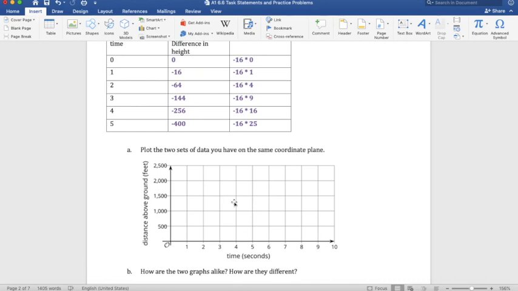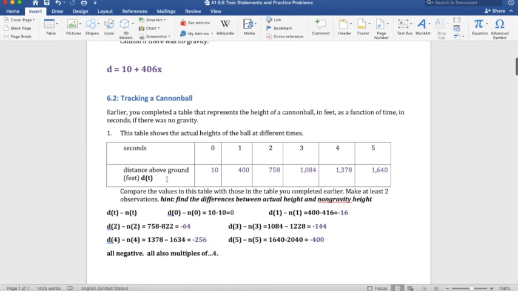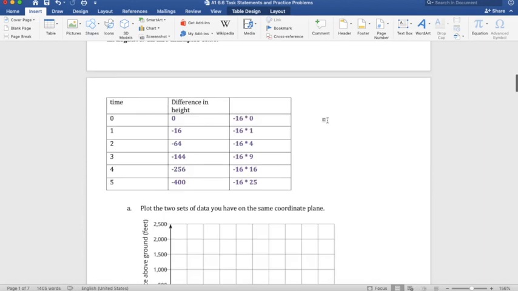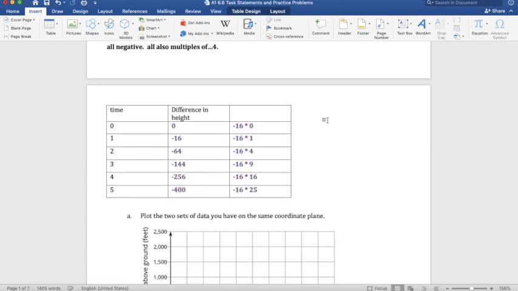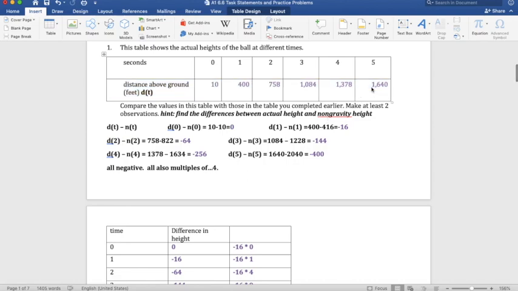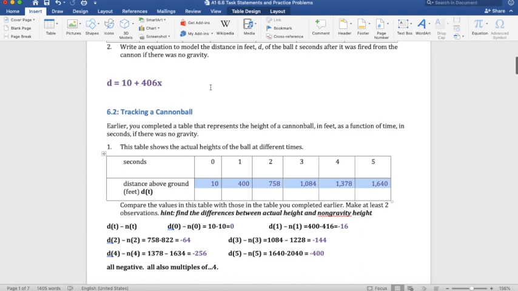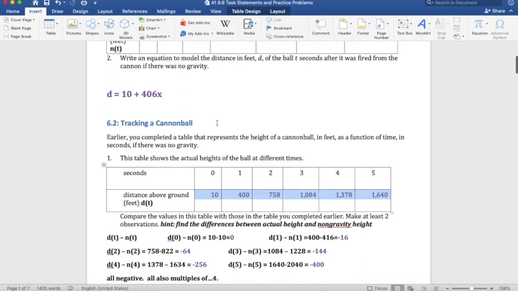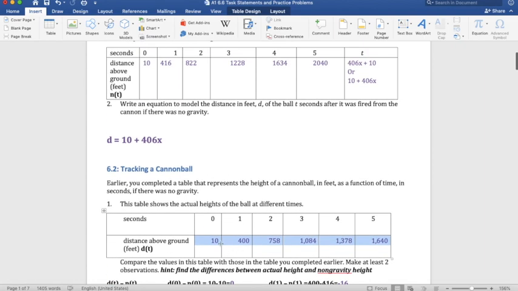If you don't have it, it's really okay. We're not going to prioritize that. Don't worry about it if you don't have it printed out. But if you do have it printed out, you can see that the first one, d of t, will be a nice straight line with a slope of 406. And the next one is going to be a curved shape. So this graph here will probably be a tad bit of a curve. Yes, this is the curve.